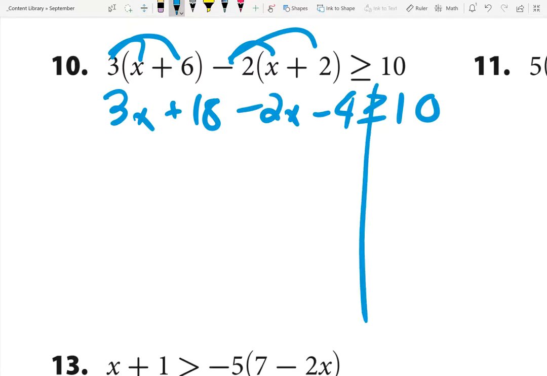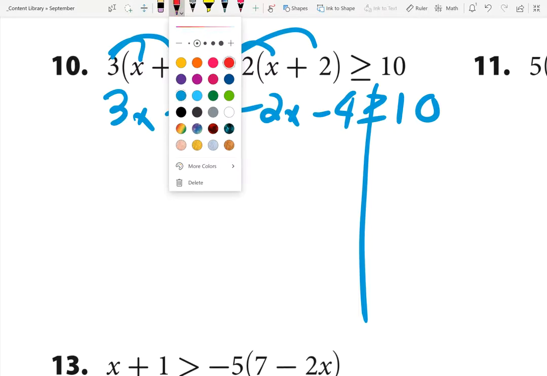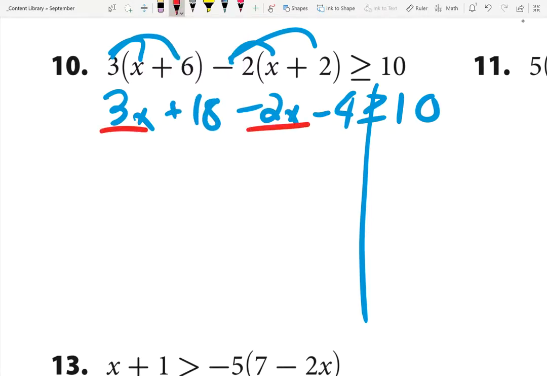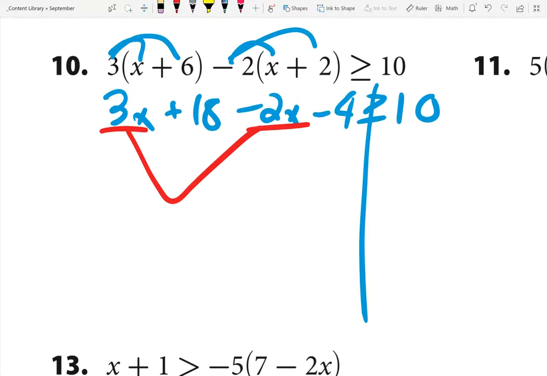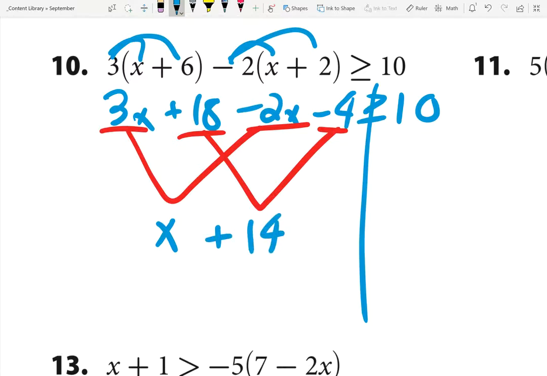Now, the only new thing on this problem is the fact that we've got like terms to combine. So you'll notice 3x minus 2x, these two terms we can simplify and put together. We have a lot over here right now for these four terms. But because there's pairs that match, we can simplify it by putting those pairs together. So 3x minus 2x, we can put that together, and 18 minus 4, we can put that together because those are like terms. So 3x minus 2x becomes 1x, and the 18 minus 4 becomes 14. It's a positive 14, so it's x plus 14. And of course, it's still greater than or equal to 10.